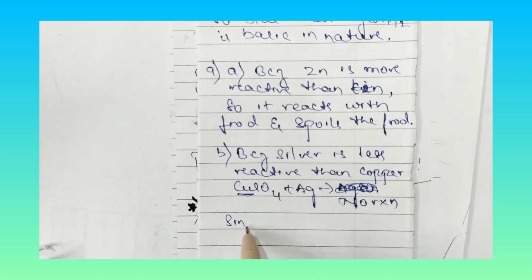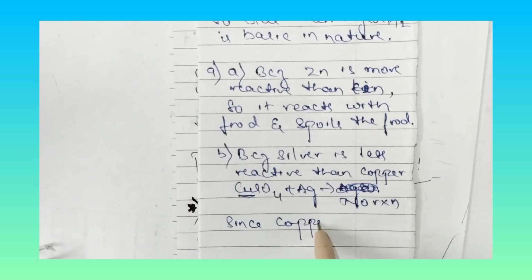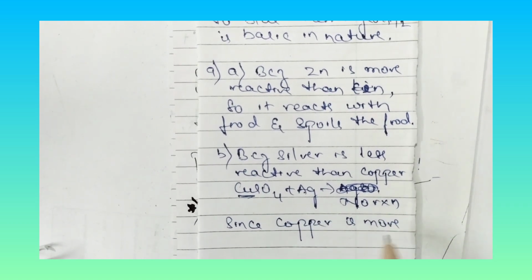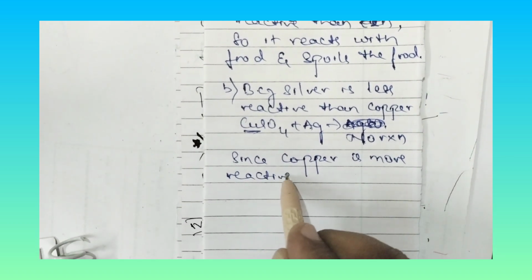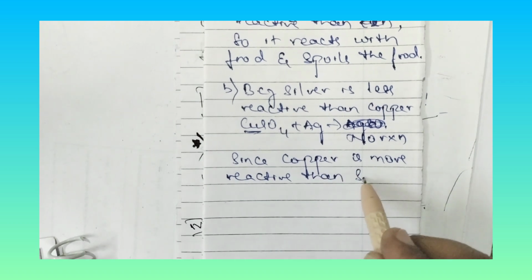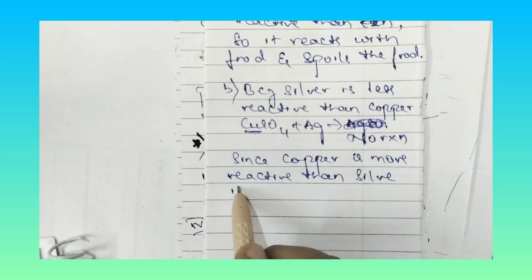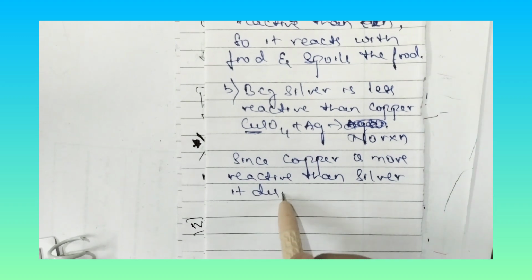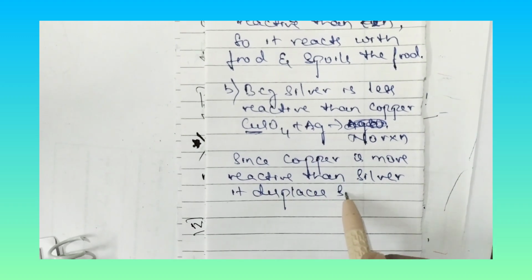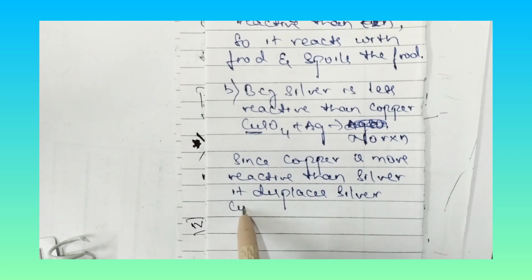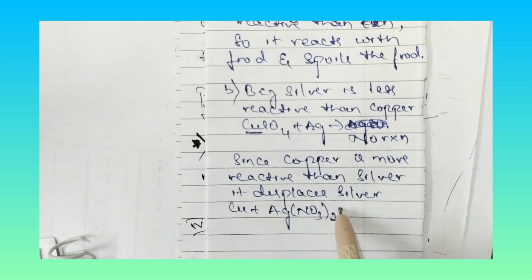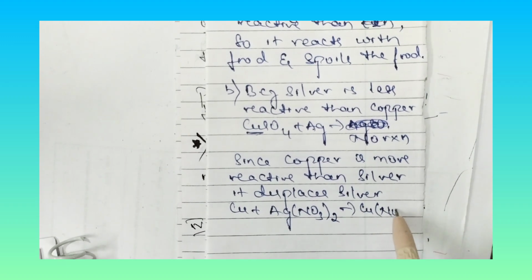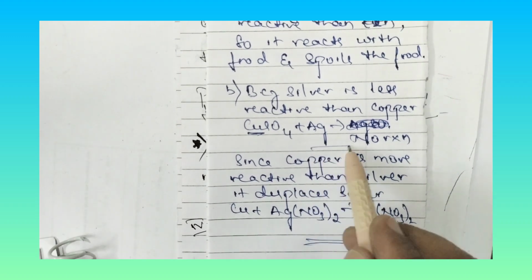Since copper is more reactive than silver, it displaces silver. So Cu plus 2AgNO3 give rise to Cu(NO3)2 plus 2Ag. So this is possible but this is not possible.